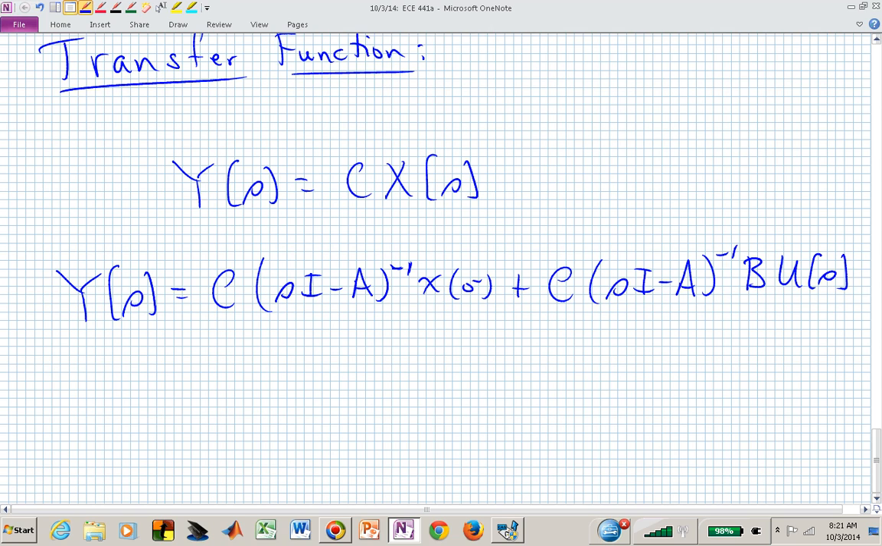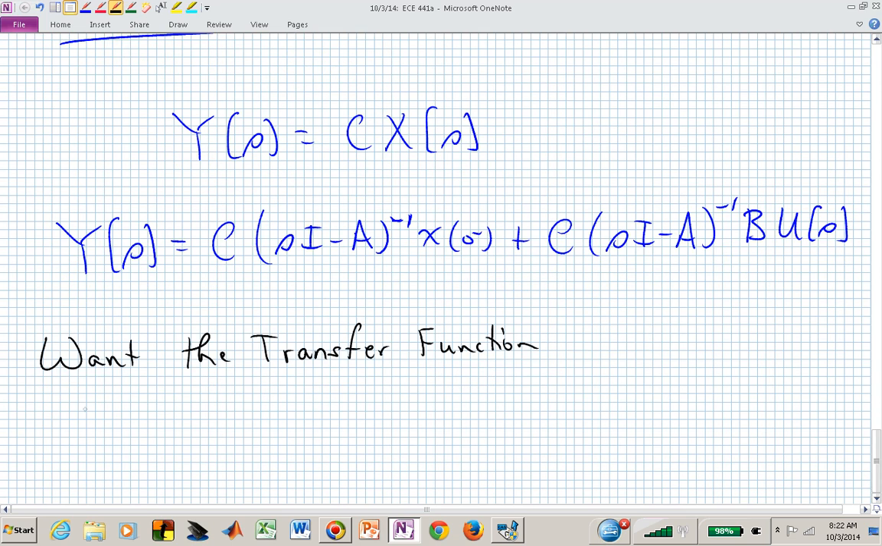This would give us the total solution of our output if we inverse Laplace transform. That would tell us what y of t is for all time, based on initial conditions and forcing function u. If we just want the transfer function, we don't need to worry about the initial conditions. And that's what we want. We want the transfer function from this expression. We did it fully so that we could sort of see what was going on.